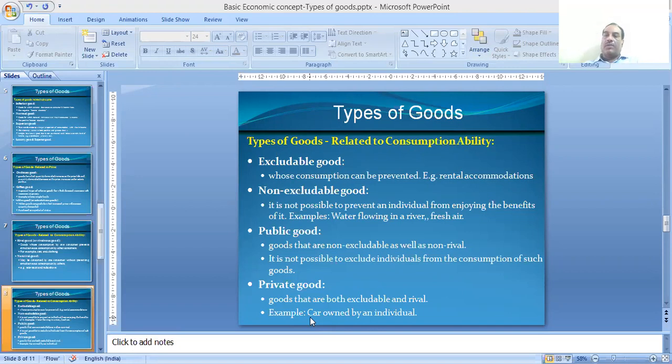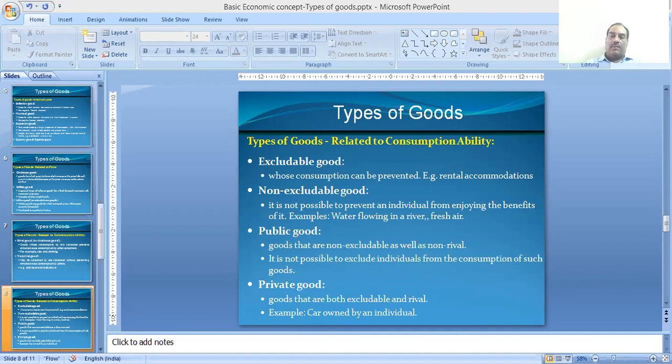Then private goods, those goods which are excludable and rival. Suppose I have a car, I have my own house, so I can prevent its use by any other person. If I wish, I can't share it, I can't give it to others. So private goods are excludable and rival.